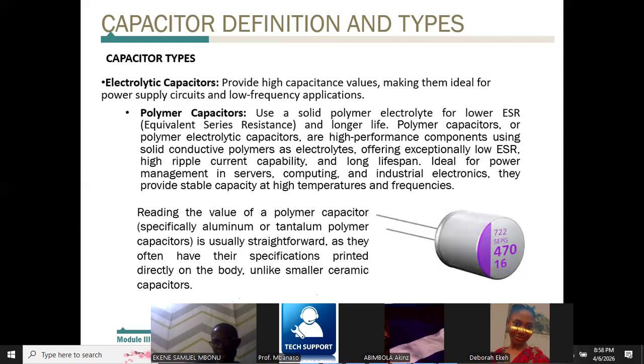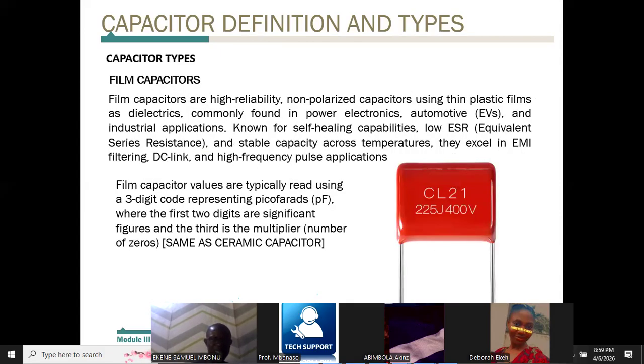Reading the value of a polymer capacitor is usually straightforward, as they often have their specification printed directly on the body. You can see that. This is a 470 microfarad, 16 volt polymer capacitor. And then the next type of capacitor is the film capacitor.